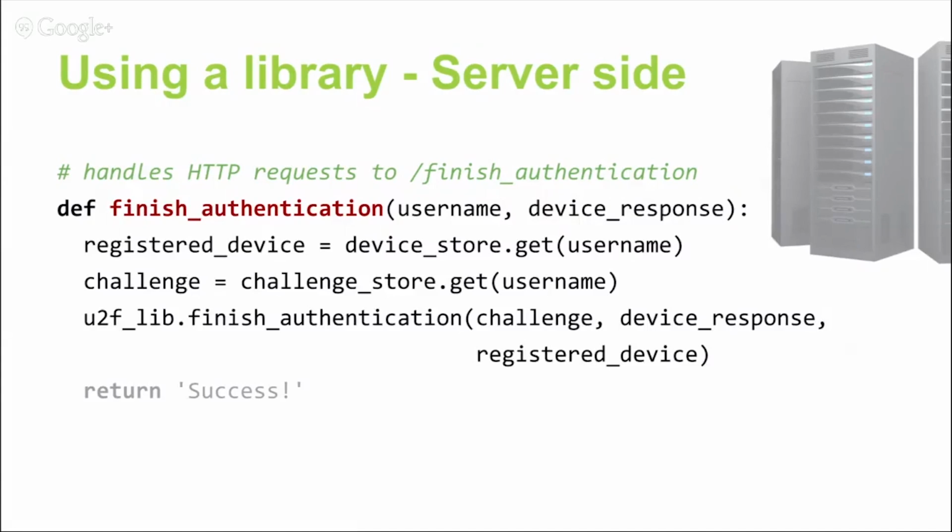So the first thing we do is we get the device response to the username. So once again, we want to get this device handle from our data store so that we know which device we are actually dealing with here, which public key. And then we want to do the same thing for the challenge. Remember, we stored the challenge when we generated it, so we know what question we asked, so we know if the answer is correct.